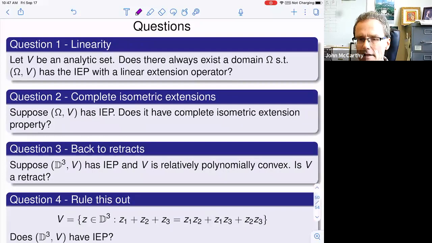And finally, a very concrete question. The simplest example we don't know the answer to is I take this particular set in the tri-disk, the set where Z1 plus Z2 plus Z3 is equal to Z1 Z2 plus Z1 Z3 plus Z2 Z3. So that's a two-dimensional set inside the tri-disk. Does the pair D3 V have the isometric extension property? This is the simplest case we don't know the answer to. Okay, I'll stop here.